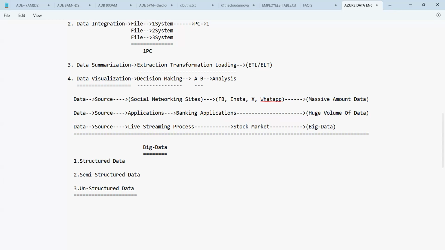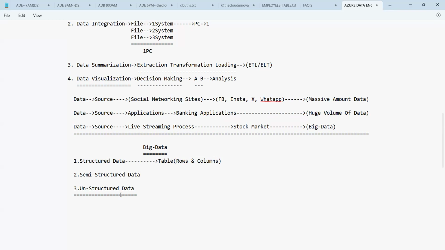So what is structured data? Structured data is the data which is kept in the proper form of a table. A table is nothing but a collection of rows and columns, guys. A table is a collection of rows and columns.